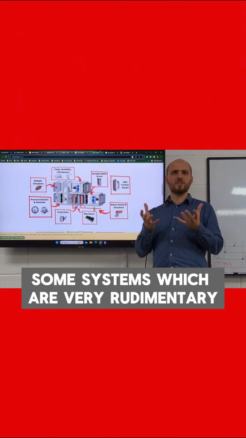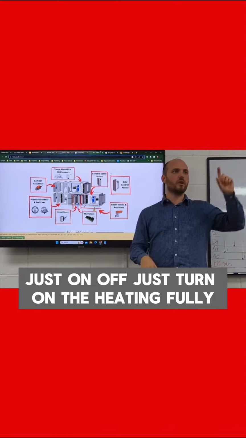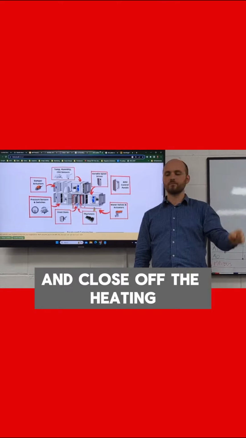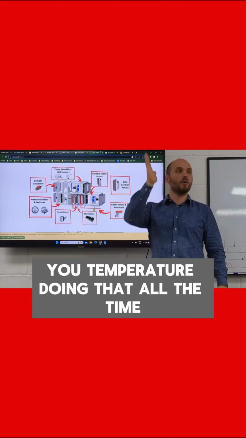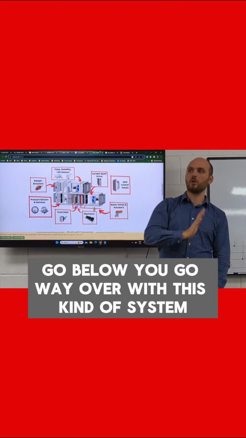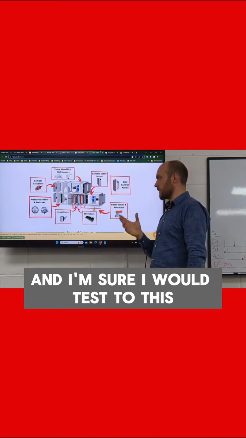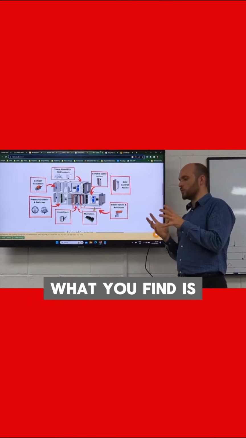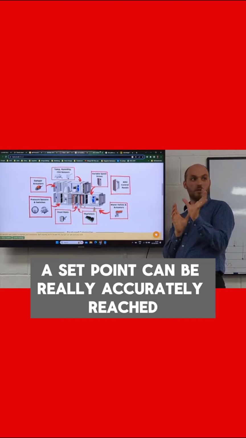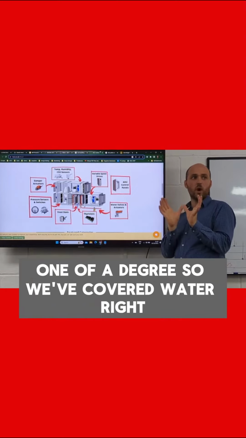So you get some systems which are very rudimentary, just on-off, just turn on the heating fully and close off the heating. The danger you have on those systems is your temperature's doing that all the time. You're going way over, going below, going way over. With this kind of system, and I'm sure Ty would attest to this, what you find is a set point can be really accurately reached to about 0.1 of a degree.